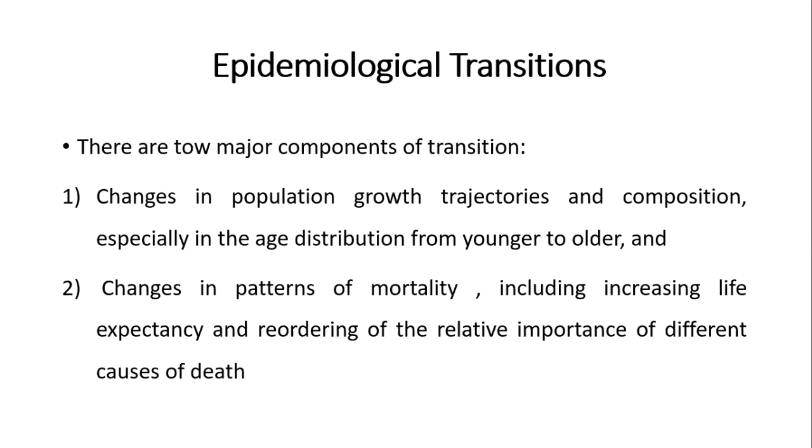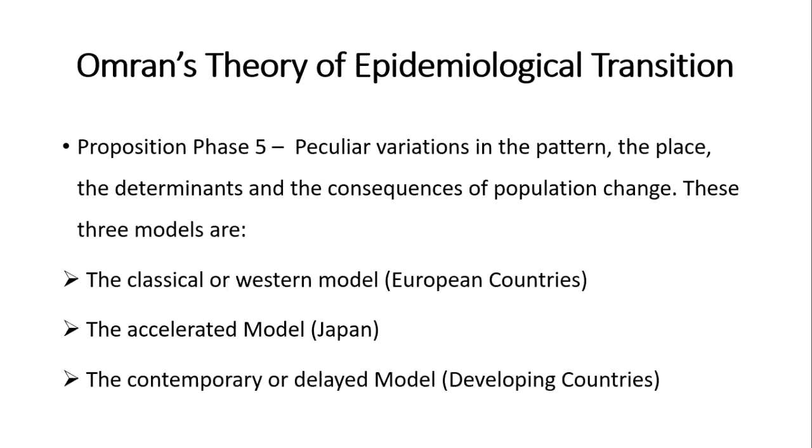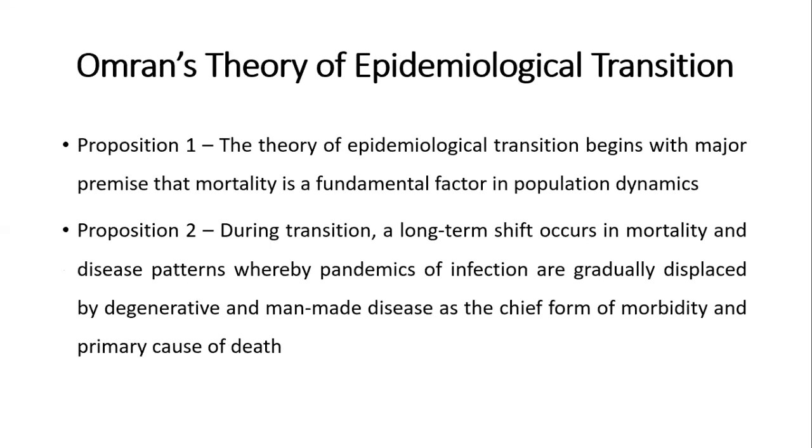Previously we had a life expectancy of 40 years, 45 years. Now we can see a life expectancy of approximately 70 years. So as the life expectancy increases, the cases change. The types of clinical cases, clinical problems we get, change accordingly. For epidemiological transition, Omran's theory is very important. There are five propositions of this theory.